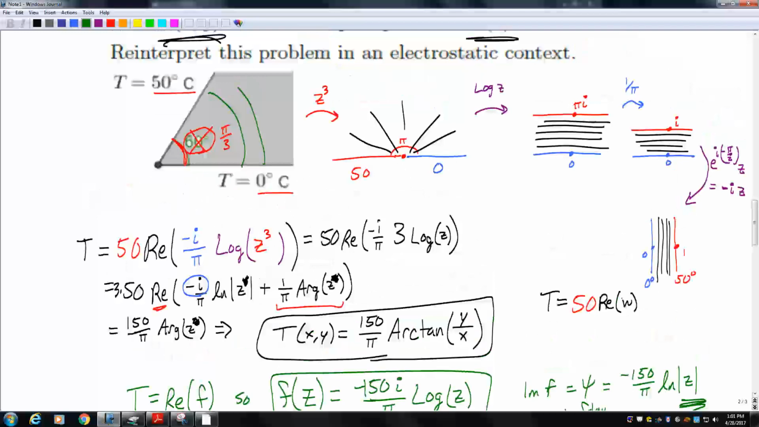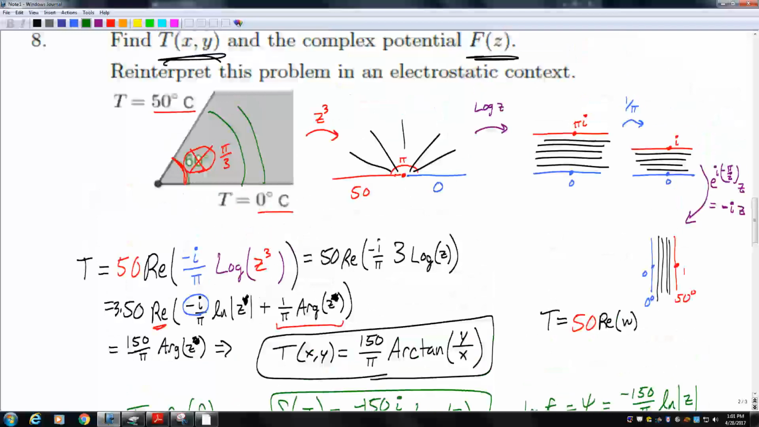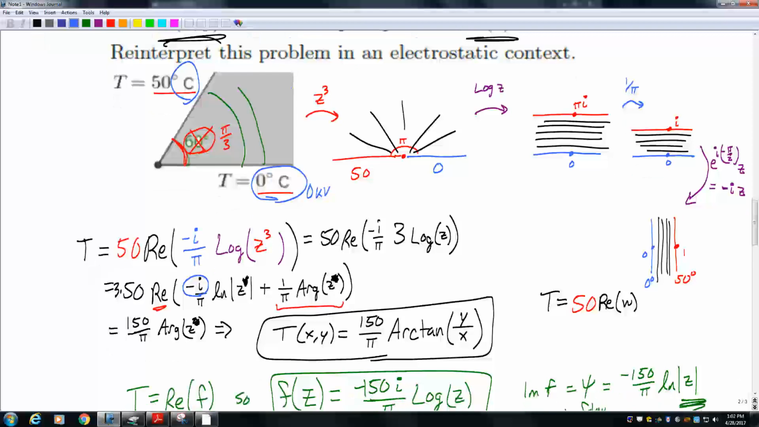Oh, I guess the instructions also said reinterpret this problem in an electrostatic context. So I suppose that means instead of this being a temperature, this is now an electrostatic potential. This is 0 kilovolts or something, and instead of this being a temperature, it's an electrostatic potential. And so my temperature, which is the heat potential, is now the electrostatic potential, and these heat flow lines become the lines of force. And we've got this complex potential for an electrostatic context. Okay.